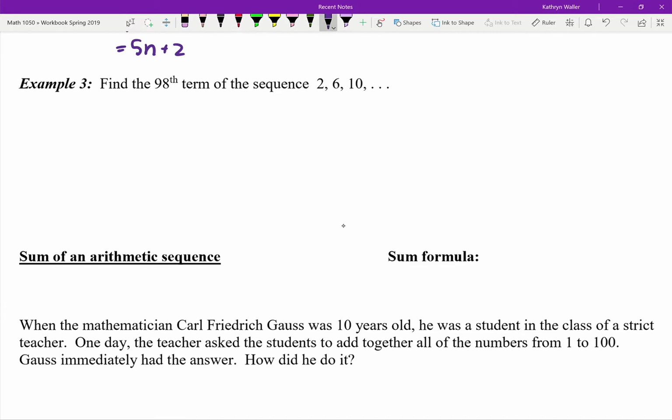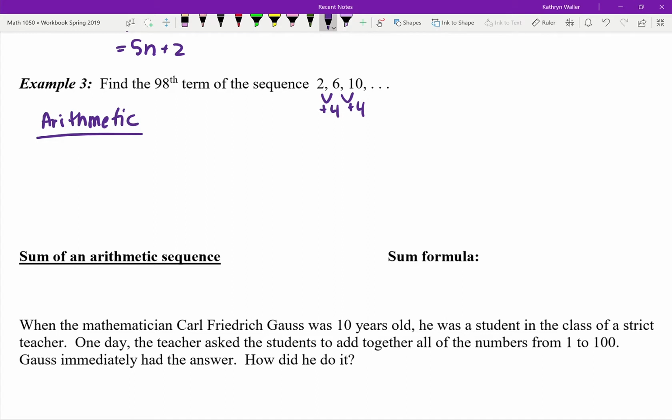So I always do this. I say, what would I add to 2 to get 6? That would be 4. Is 6 plus 4 10? Yes, it is. So as soon as I recognize that, I'm going to write the word arithmetic. So then I know all the formulas that go with arithmetic. I don't get it confused with geometric, okay?